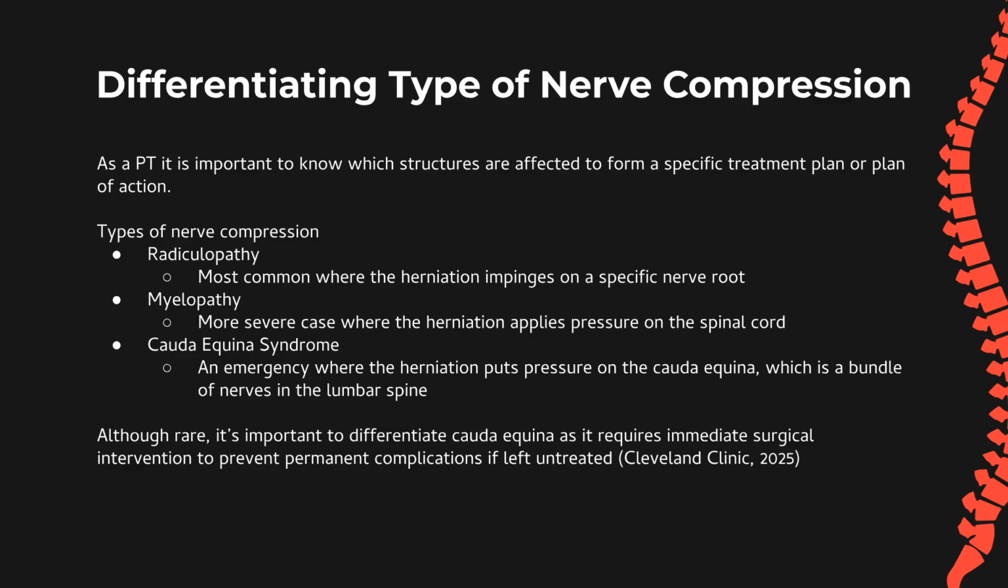However, surgical intervention is needed for cauda equina syndrome to prevent paralysis and incontinence. Radiculopathy is usually located at the neck or low back, while myelopathy can occur from all levels until L1 to L2, where the spinal cord ends.